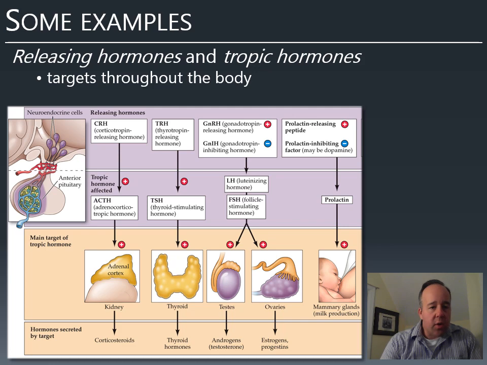And again, the targets are throughout the body. So the adrenal cortex sits on top of your kidneys. Obviously, the testes and the ovaries are below the abdomen. They are the sex organs. Thyroid, breast tissue, these are throughout the body.